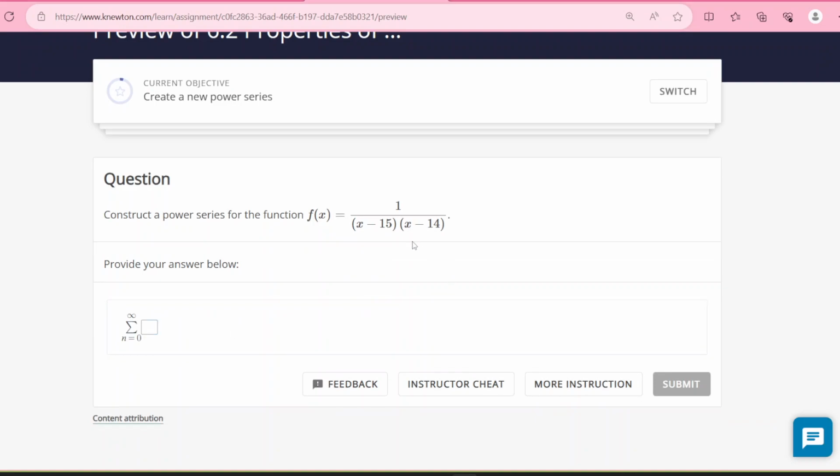Now we could do this actually in a couple of ways. Notice it doesn't ask us for a specific center. They don't say center the series at 1 or center the series at 0. And we talked about the center of a power series in the previous section, 6.1. They just want what every term of our series can look like here. All right, so construct a power series for the function.